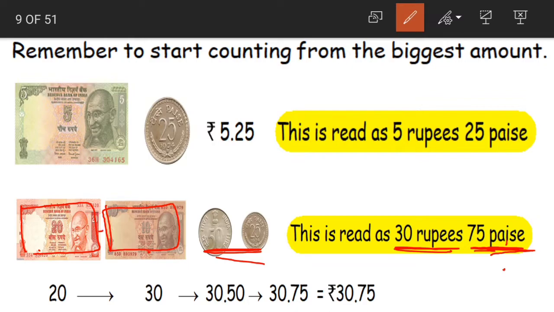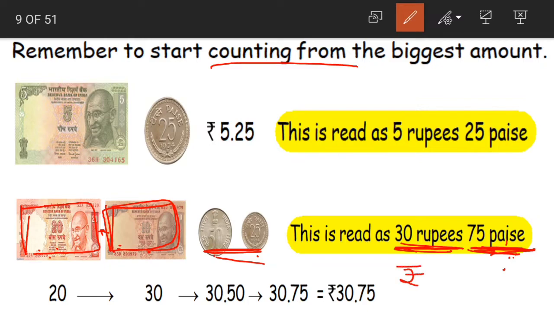Understood, children? We start counting from the biggest amount. 20 plus 10 is equal to 30 rupees. 50 plus 25 is equal to 75 paise. Together it is read as 30 rupees 75 paise.